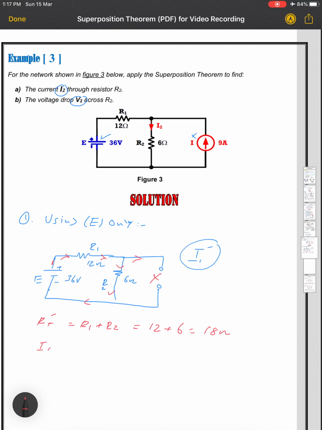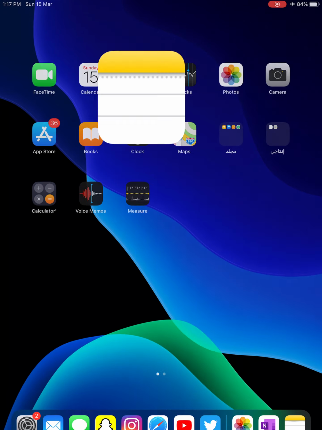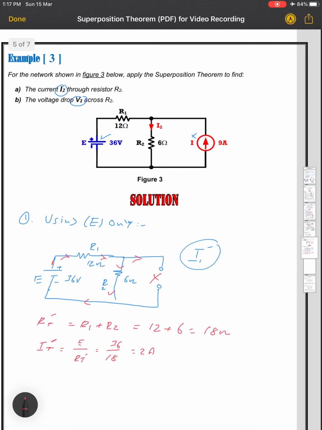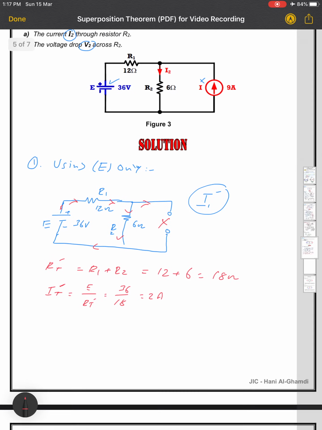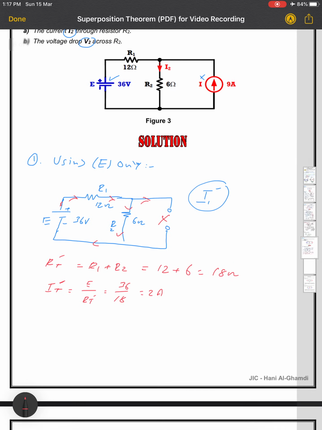So let's find I total prime now, which is equal to the voltage source over R total prime, which is 36 over 18. The answer is 2 ampere. So this is I total. So we can say that I1 prime should equal 2 ampere because it's a series circuit, and the current will be the same.